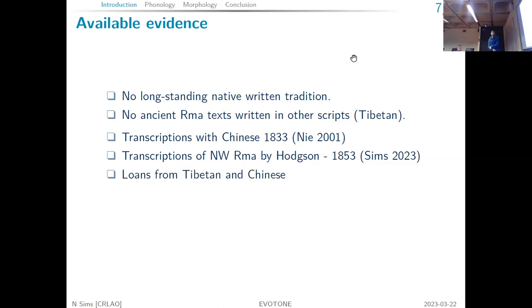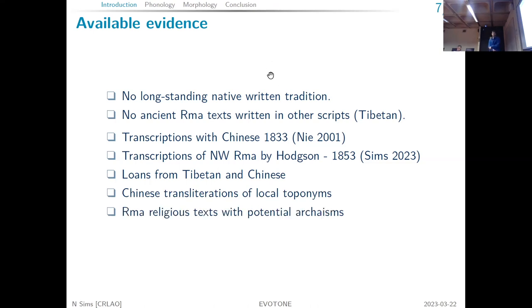Okay, so we can learn about the history of the language also through loans from Tibetan and Chinese, Chinese transliterations of local names, and some Rma religious texts, which maybe potentially are.